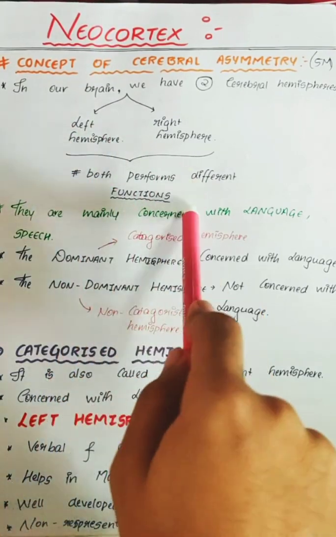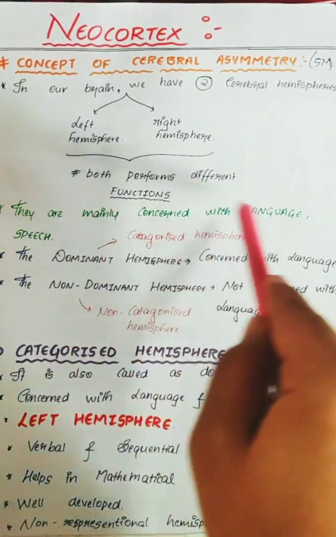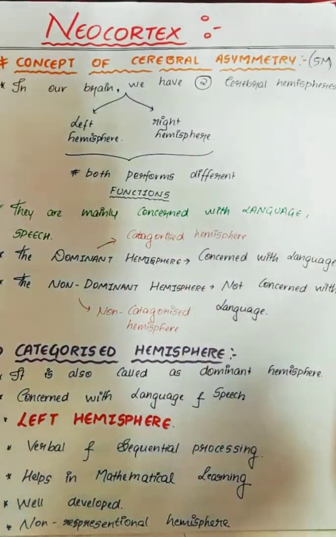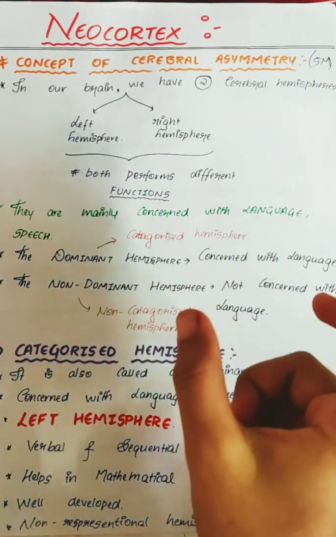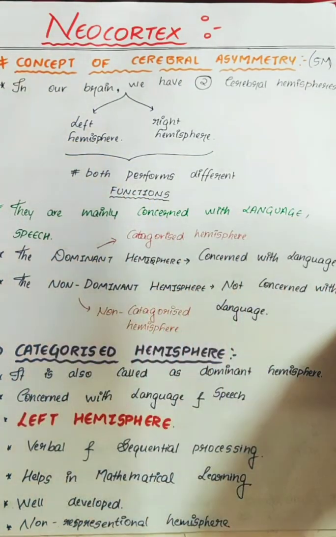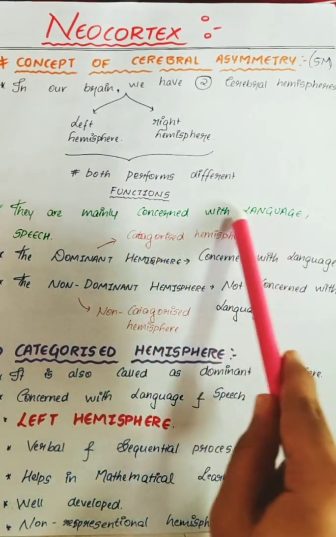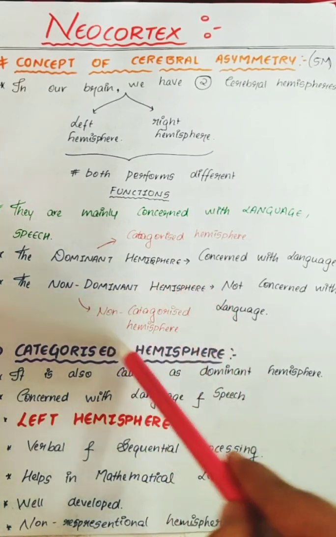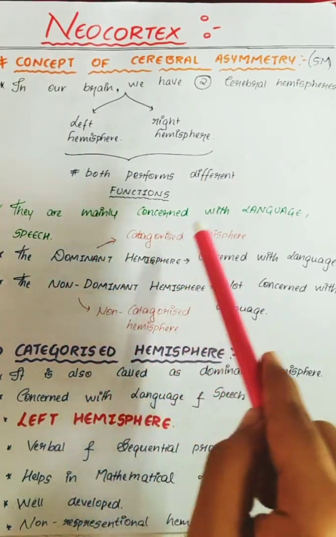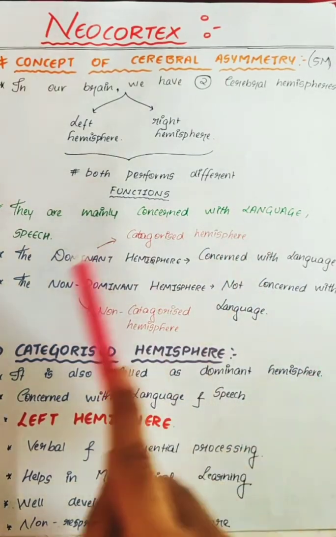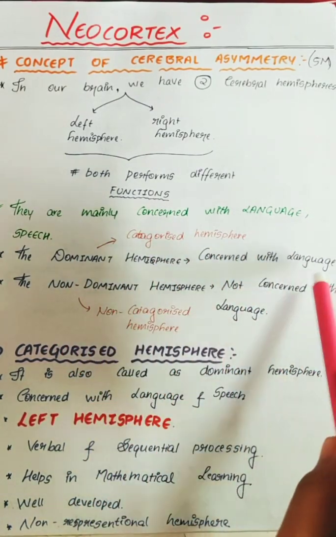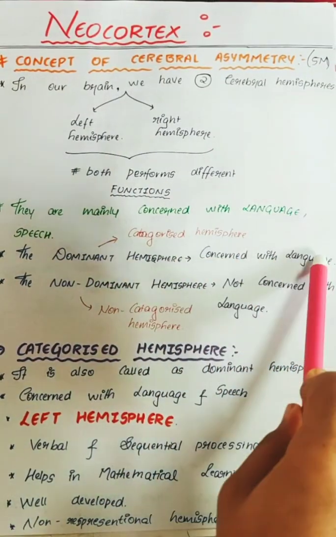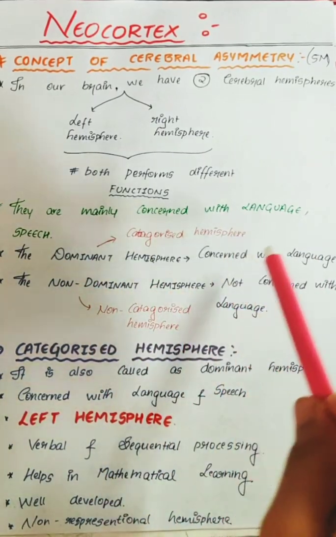They are mainly concerned with language and speech. So there is a dominant hemisphere. Of the two hemispheres, one is the dominant hemisphere and the other is the non-dominant hemisphere. The dominant hemisphere is also called the categorized hemisphere, and the non-dominant hemisphere is also called the non-categorized hemisphere. The dominant hemisphere is concerned with language and speech, whereas the non-dominant hemisphere is not concerned with language.